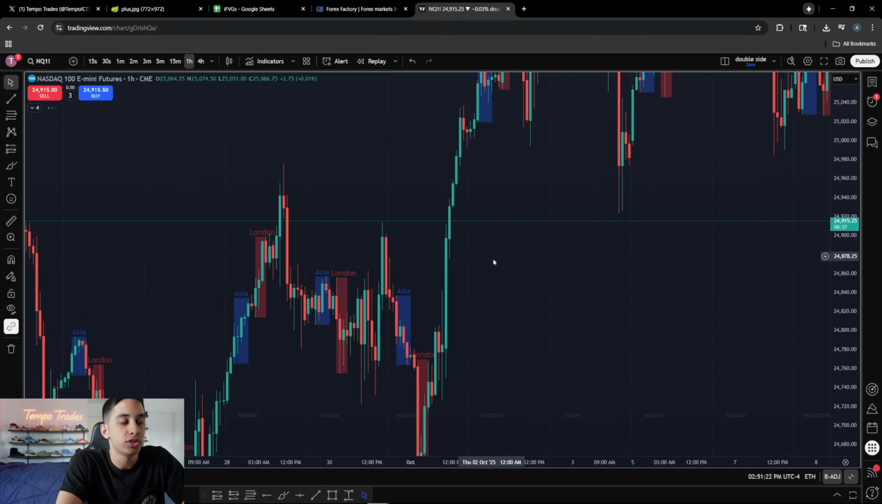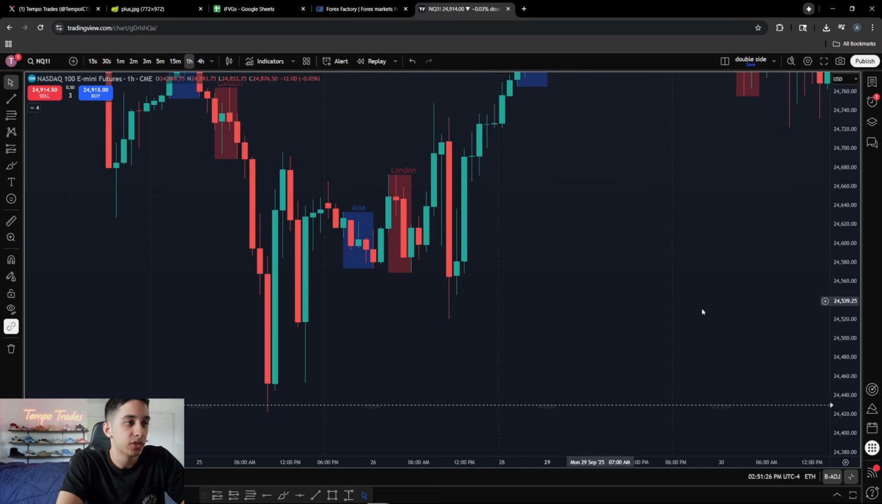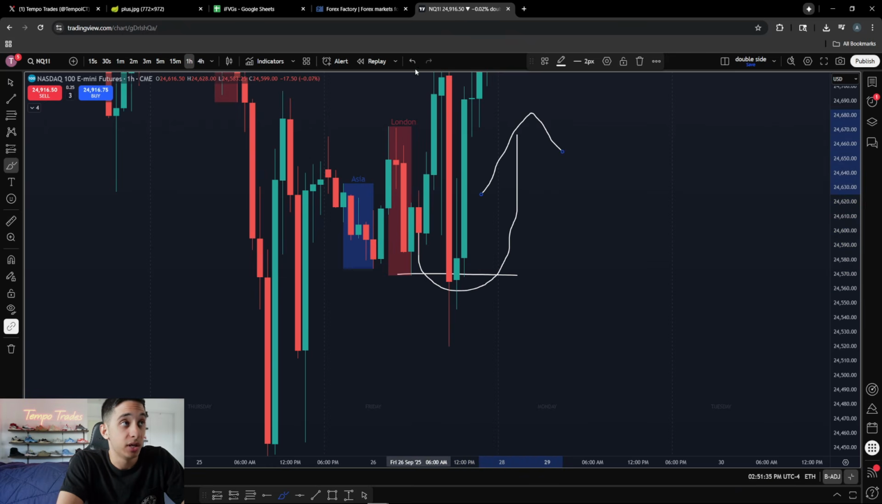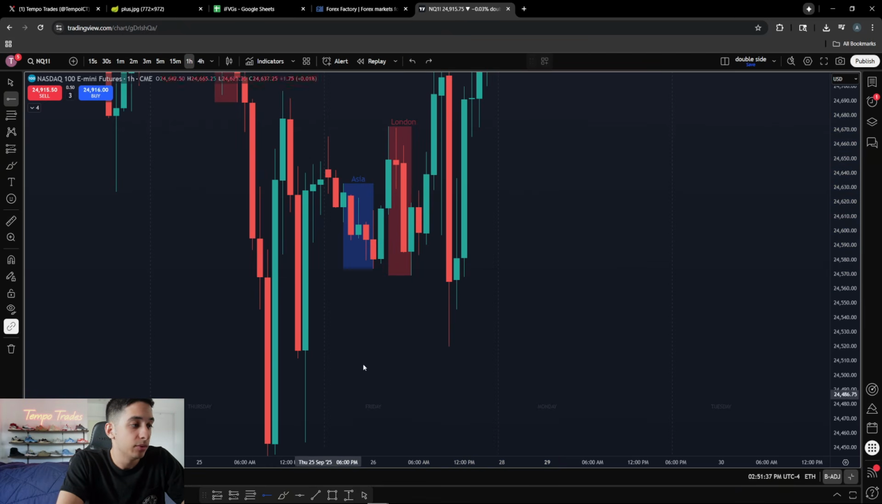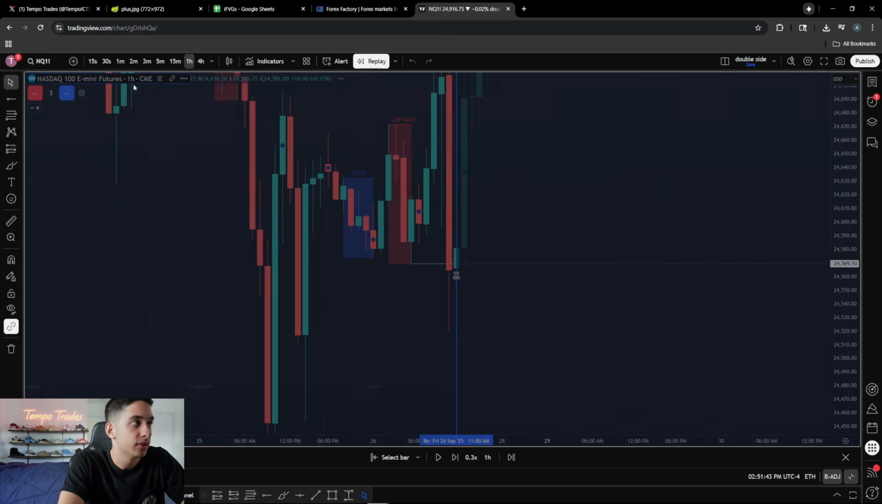If you're looking to trade off of hourly and 4-hour sweeps, this would be an example right here. You could see very clearly price came down, swept out that hourly low, and reversed back up to the upside. So what would I do? I would basically mark that out as a swing low. Then I want to go to the replay tool just to see when this happened.